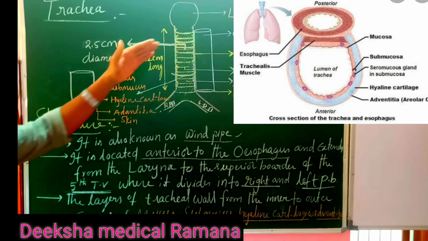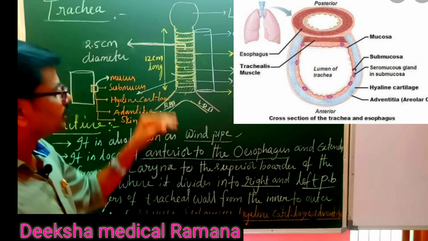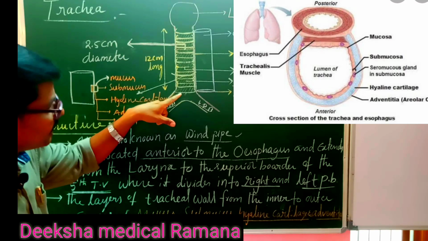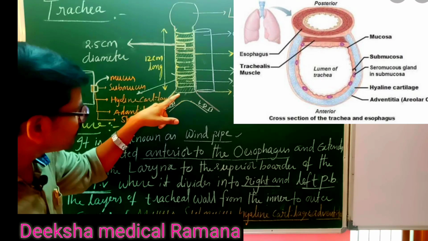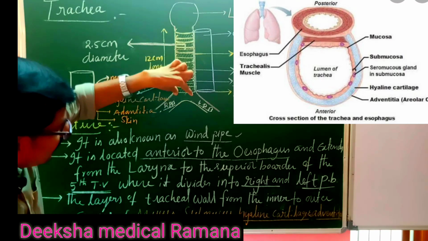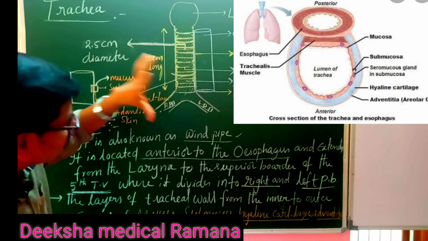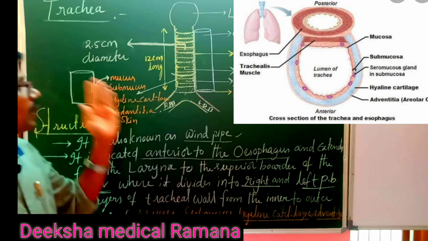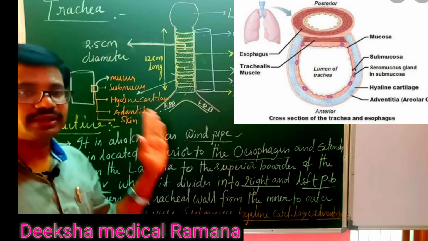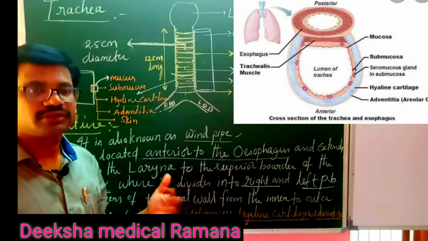So the trachea opens into the bronchi. That means the trachea ends at the superior border of the fifth thoracic vertebra, where it divides into the right primary bronchus and the left primary bronchus. Let us see the structure of the bronchial tree and bronchi in the next lecture.